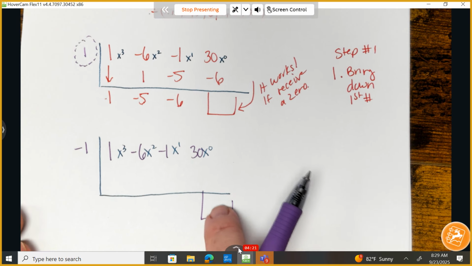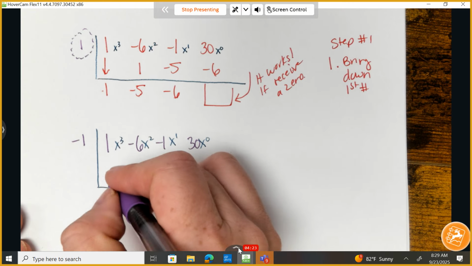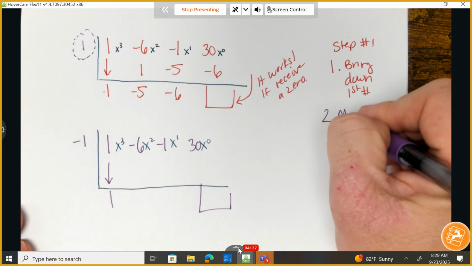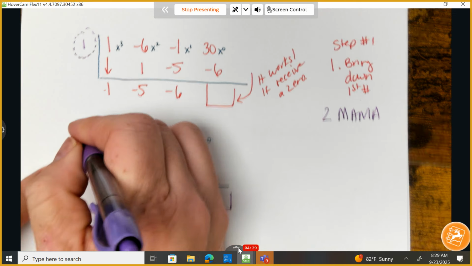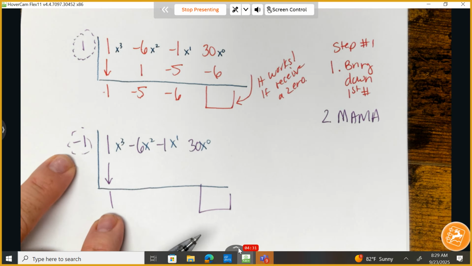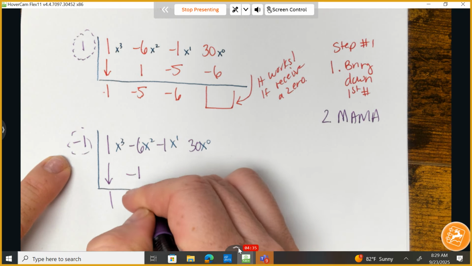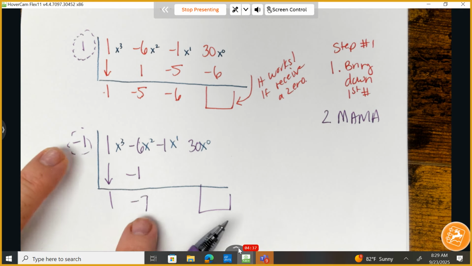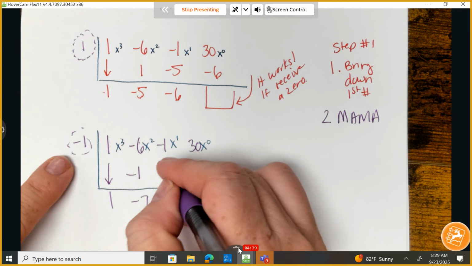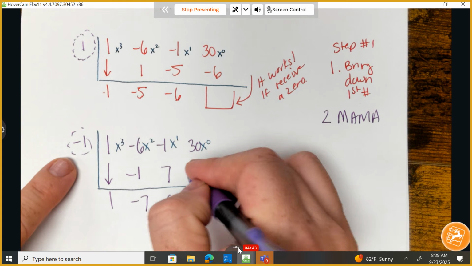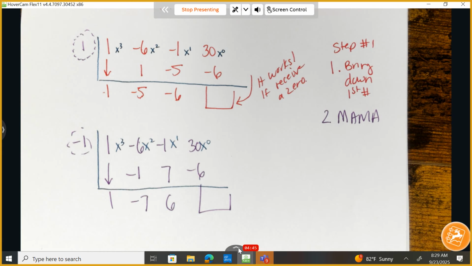How do I know when it works? When I'm left with 0. Okay, first step is bring down the first number. Step 2 is we are just going to follow that MAMA method. So here we go. Starting with multiplying, negative 1 times 1 is negative 1. Add straight down to get negative 7. Multiply to get 7. Add straight down to get 6. Multiply to get negative 6. This does not add to 0. I don't even need to take time to do it.